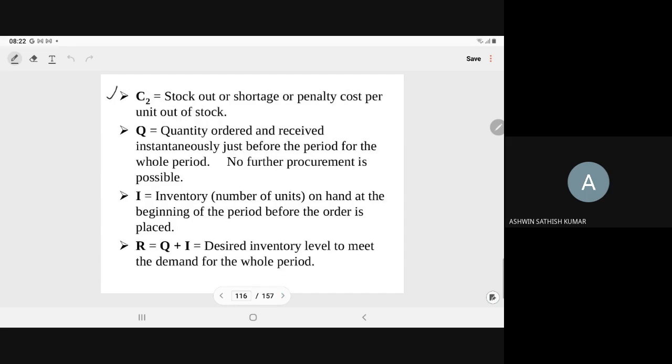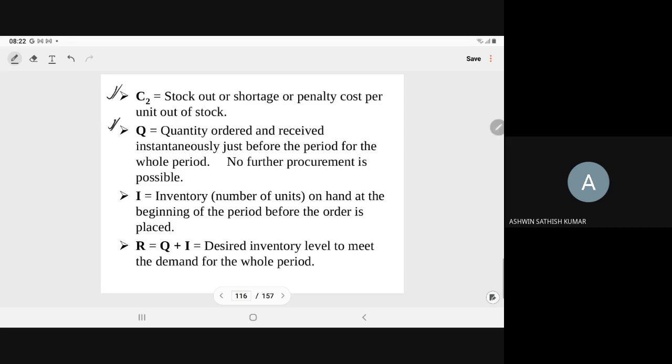Then we have the C2. C2 is the stock out or the shortage cost. If we are not able to satisfy the demands, because demands are more, then whatever the associated shortage cost, meaning loss of goodwill, loss of customer, loss of revenue, all come under the shortage cost, and that we denote by the C2 unit cost.